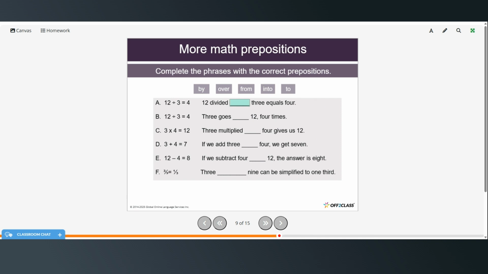So 12 divided by 3 equals 4. 3 goes into 12 4 times. 3 multiplied by 4 gives us 12. If we add 3 to 4, we get 7. If we subtract 4 from 12, the answer is 8. And 3 over 9 can be simplified to 1/3.